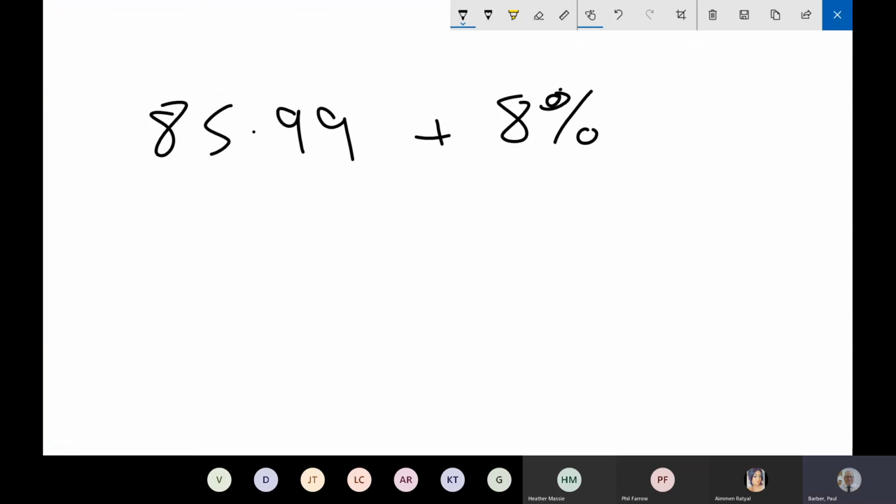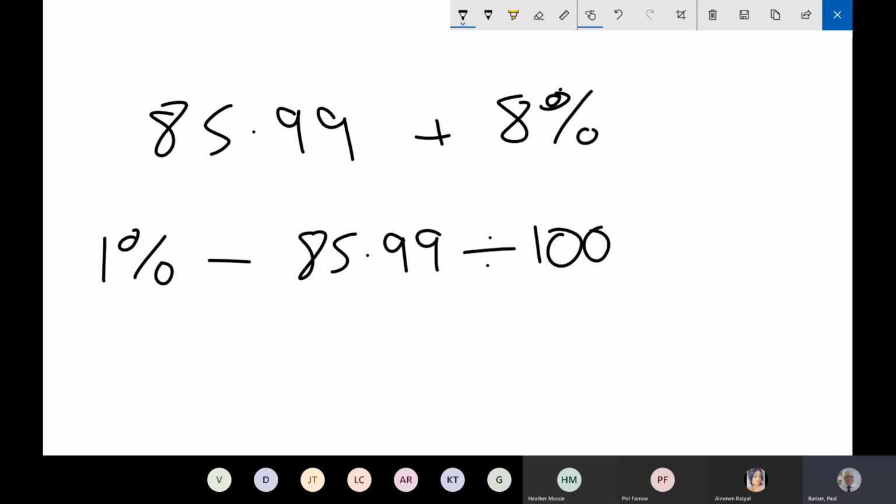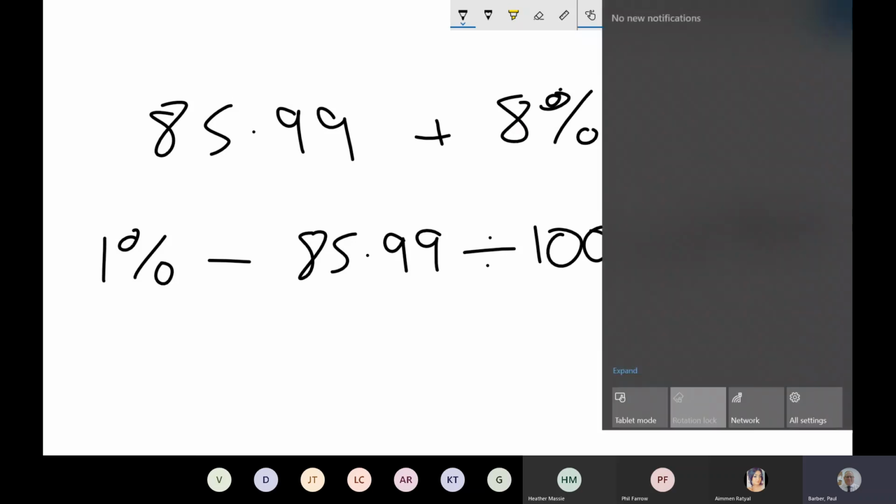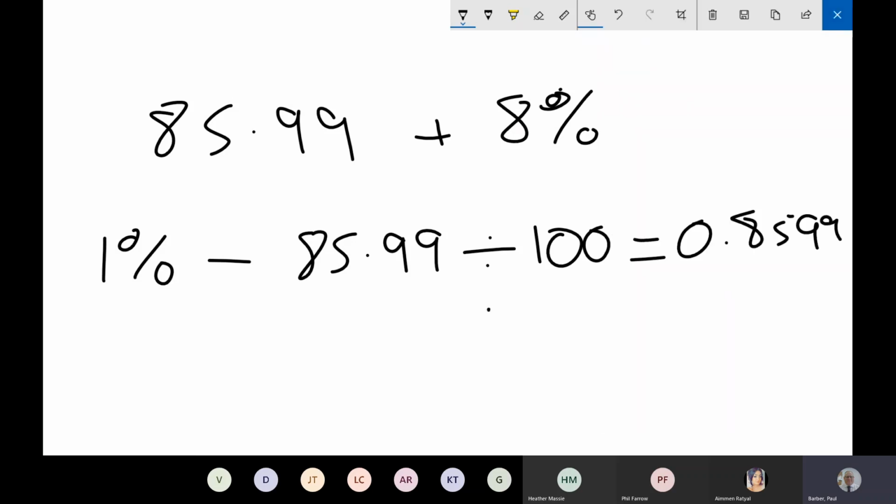Okay, we're using the method we did before. Let's work out 1%. And 1% is just going to be our total, and we want to split it into 100 because we want 1% and there's 100%. So if we divide 85.99 by 100, you've got a calculator, you'll see that that is 0.8599. So we know that that figure there is our 1% figure.